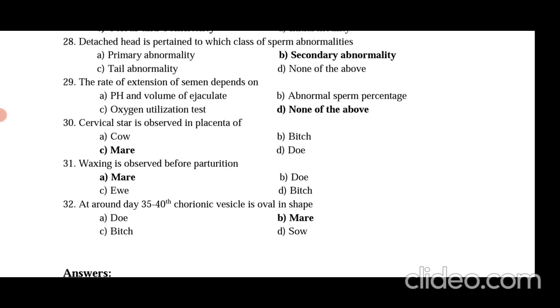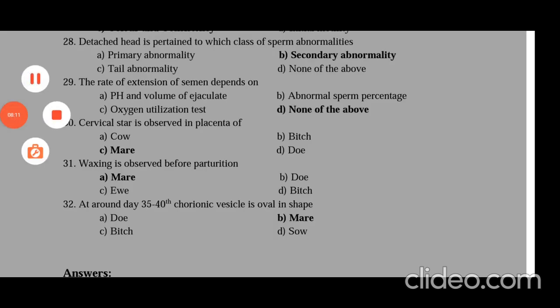Cervical star is observed in the placenta of mare. Waxing is observed for parturition in mare. Chorionic vesicle is oval in shape in mare at day 35 to 40.